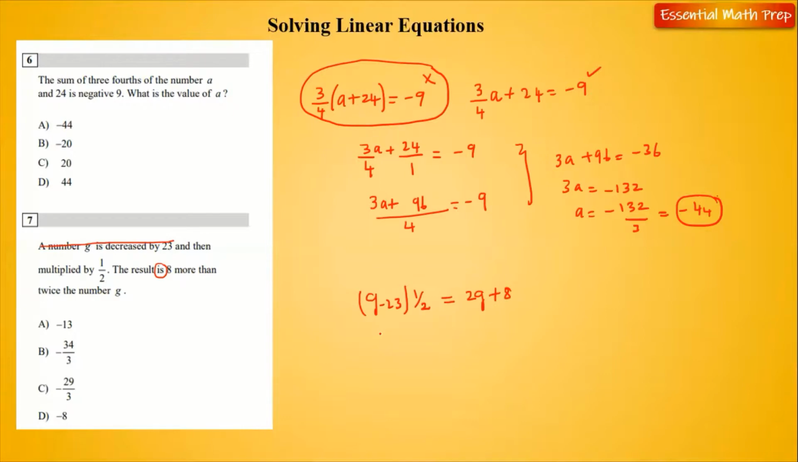So let's go ahead and do this. You have (g minus 23) over 2 equals 2g plus 8, right? Here you have 1, so that means it's g minus 23 equals 4g plus 16, right? So you can take g to the other side, which will give you 3g. And then negative 23 minus 16 is negative 39, right? So g is negative 13.